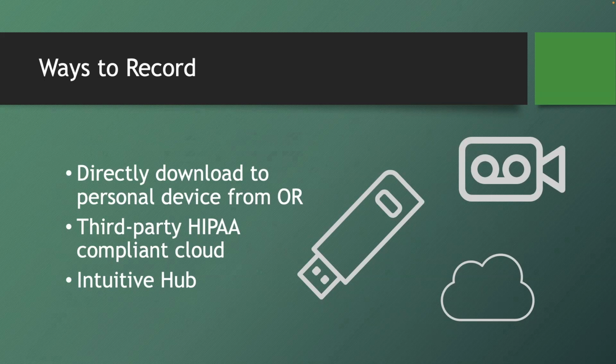Those of us that use robotic technology are probably aware of Intuitive Hub, which is going to be a program and platform related to the Intuitive Da Vinci robot that should make downloading and editing videos easier. And many institutions are going to get this program over the course of the next 2 to 5 years.